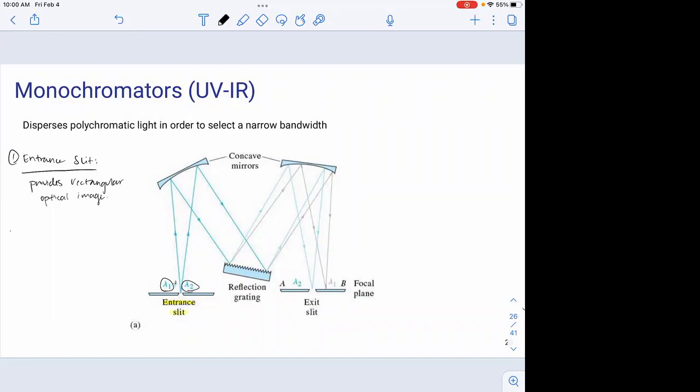The next element that your light will encounter is a collimating mirror. So the idea here is that we're going to produce a parallel beam of radiation.